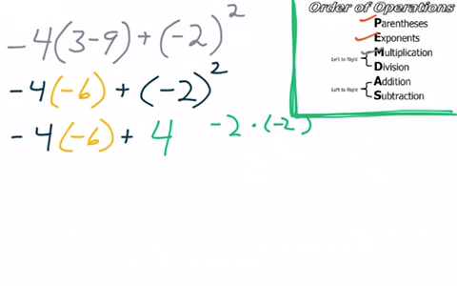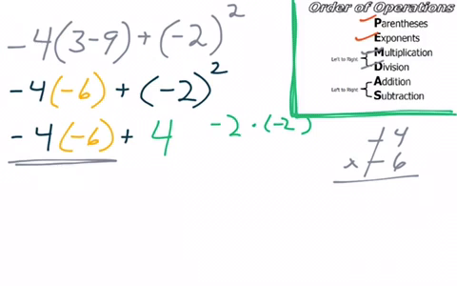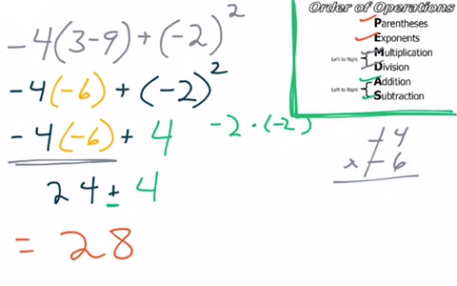Next up, either multiplication, division, whatever comes first, left to right. Well, I don't have division. It's going to be the multiplication right here. It's going to be negative 4 times a negative 6. They are both negative, so that cancels out. And so basically I have 4 times 6, which gets me 24, plus, and I've got my positive 4. Final steps, addition or subtraction. All I have is addition right here. So 24 plus 4 is going to make this thing equal to 28.